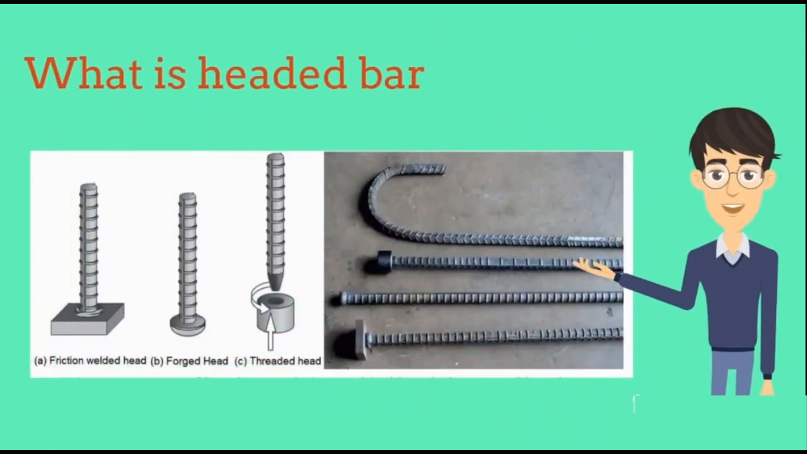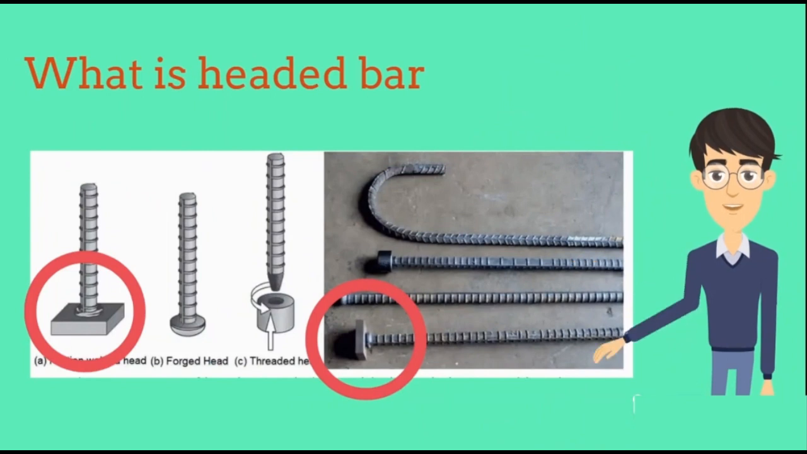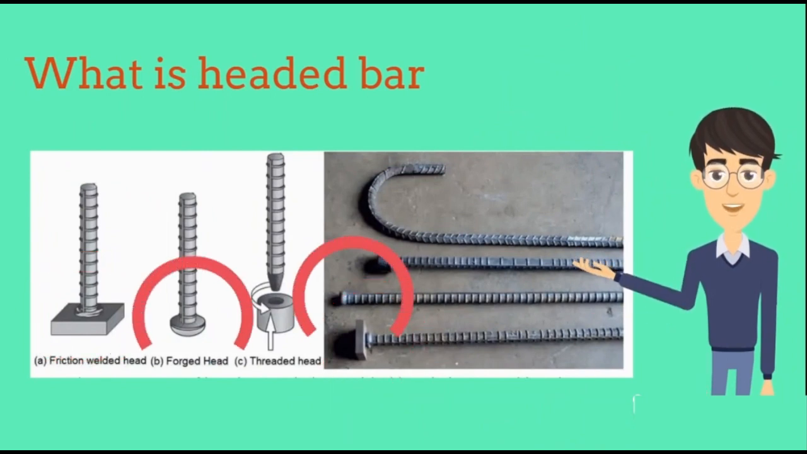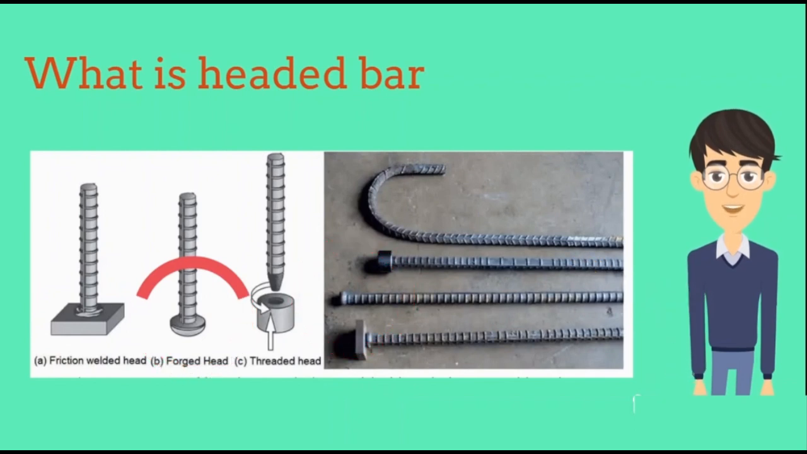Headed bars are a type of reinforcement bar that has a head formed on the end of the bar. The head is typically formed by friction welding a plate to the end of the bar, or by forging an upset bearing surface on the end of the bar. Headed bars are used as an alternative to long development length and hooks, and they offer several advantages over these traditional methods of reinforcement anchorage. So, let's get started and explore the ins and outs of headed bars.